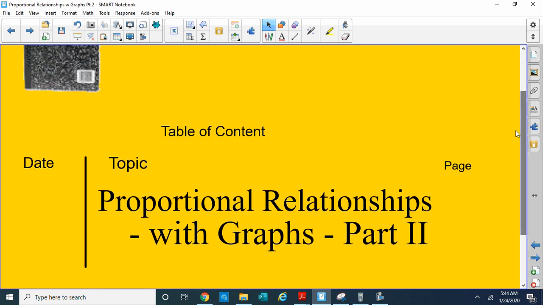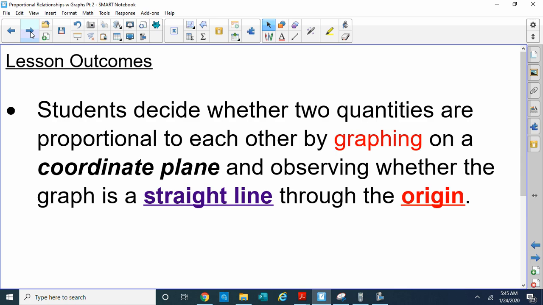We are talking about proportional relationships with graphs, this time part two. I felt the need to continue this series and do a little bit more with it and try to get down to the crux of the matter with the graphs. So this is part two.